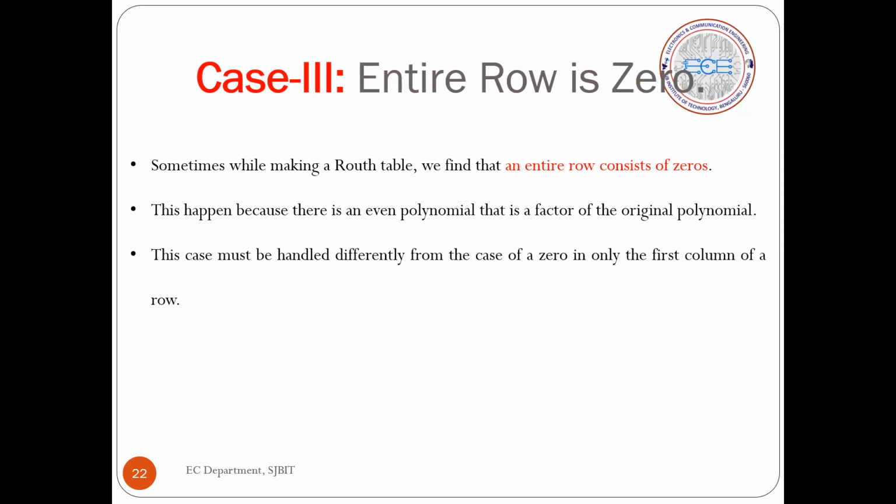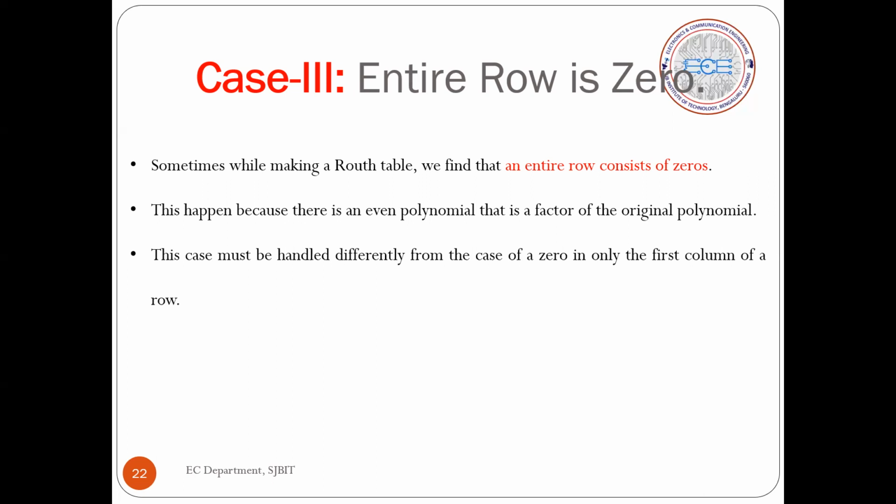Now we have a case 3 system where the entire row becomes 0. It's a different case. What we did for case 2, I cannot extend to case 3. It is a totally different case. Sometimes while making a Routh table, we find that an entire row consists of 0. This happens because there is an even polynomial that is a factor of the original polynomial. Why is the entire row becoming 0? Because there is an even polynomial.